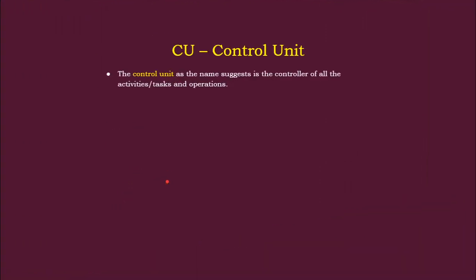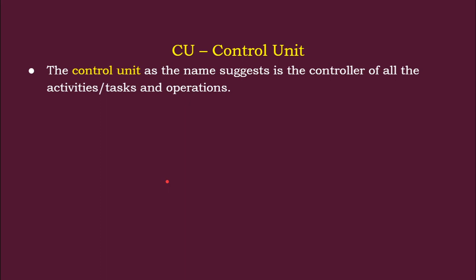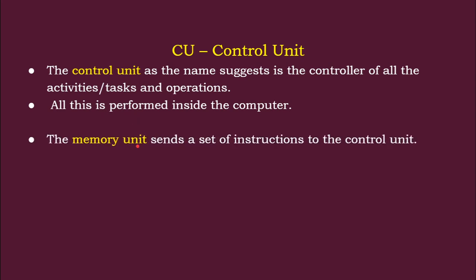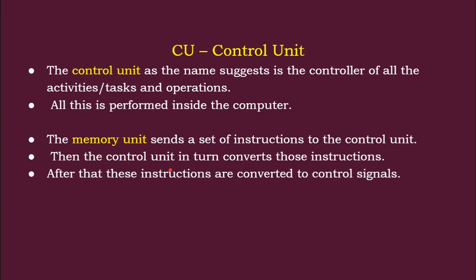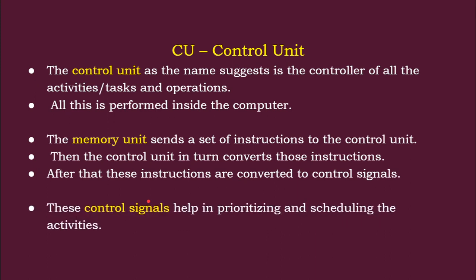And then the control unit. The control unit, as the name suggests, is the controller of all the activities, tasks, and operations. All this is performed inside the computer and the control signals are passed in between the different components of the system. The memory unit sends a set of instructions to the control unit. Then the control unit in turn converts those instructions into control signals. These control signals help in prioritizing and scheduling the activities. These are all the work done by the control unit.